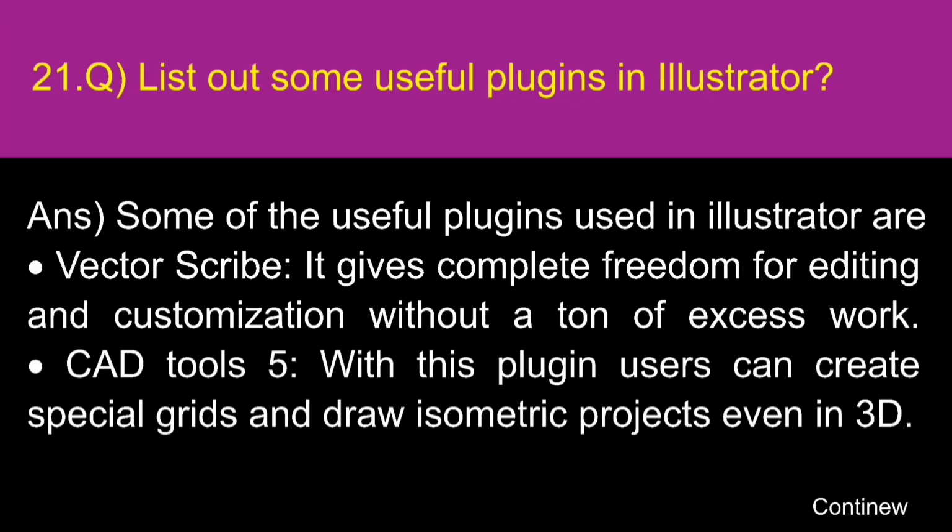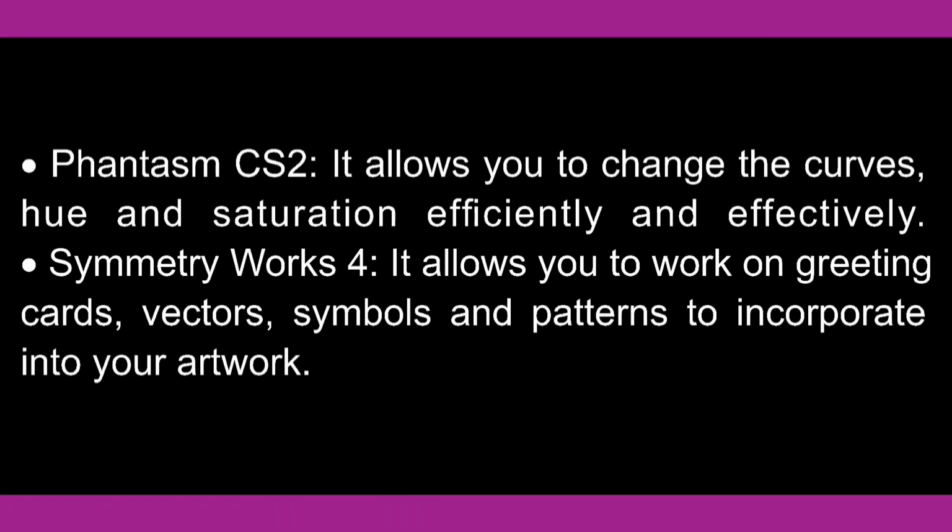List out some useful plugins in Illustrator. Some of the useful plugins used in Illustrator are VectorScribe. It gives complete freedom for editing and customization without a ton of excess work. CAD Tools 5. With this plugin, users can create special grids and draw isometric projects even in 3D. Phantasm CS2. It allows you to change the curves, hue, and saturation efficiently and effectively. Symmetry Works 4. It allows you to work on greeting cards, vectors, symbols, and patterns to incorporate into your artwork.